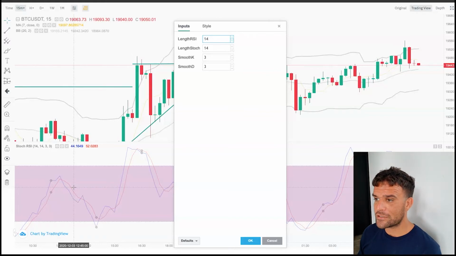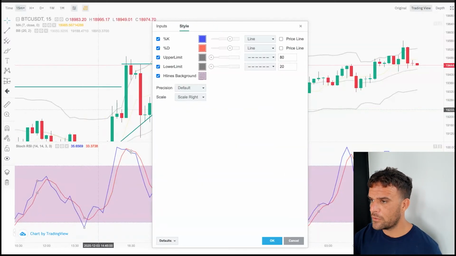So the length of the RSI and stochastic is 14, or R14. And then for the K and the D, you can see the lengths are 3. These are the two lines here, based off the shorter term time period of 3, that gives us price action based off the moving average.